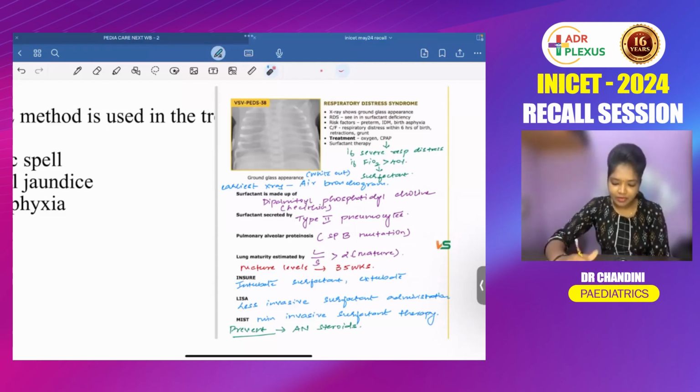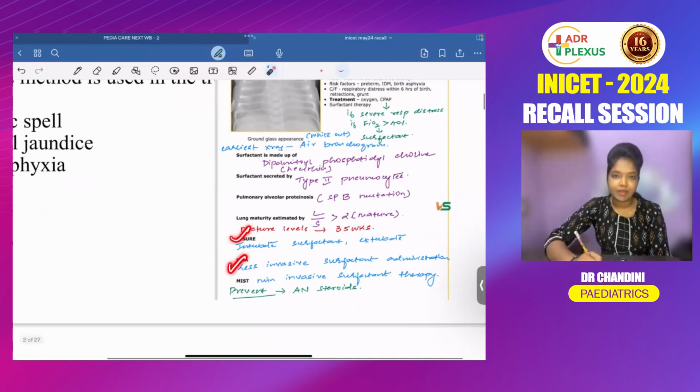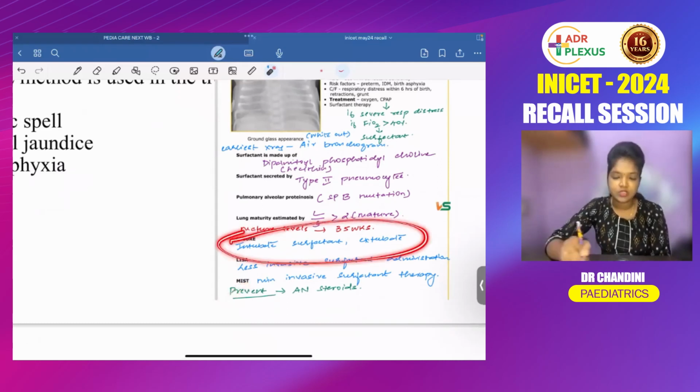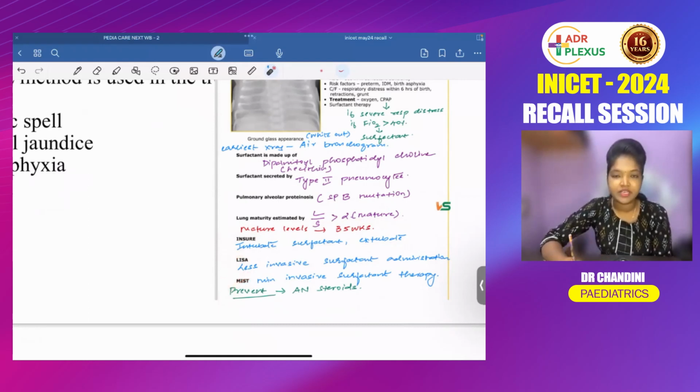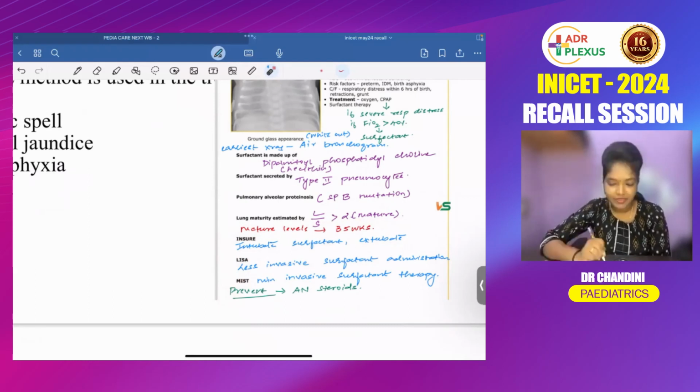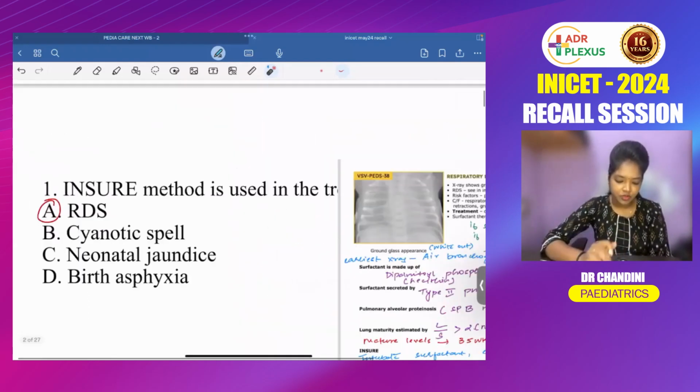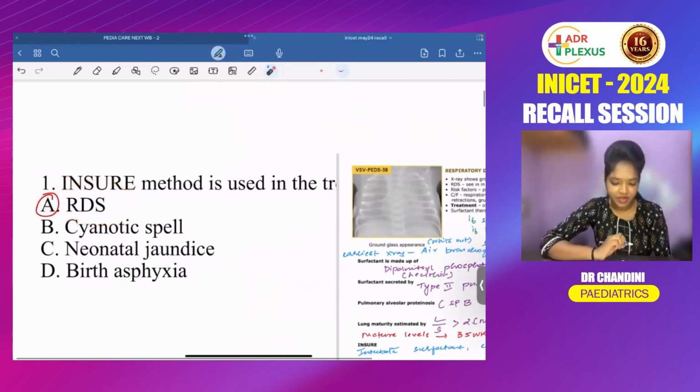Surfactant administration is given by these three methods. First method is INSURE, that was asked in our question. What is that? Intubate, surfactant administration, and extubate. The next two methods are called LISA and MIST. What is LISA? Less invasive surfactant administration is LISA. Minimally invasive surfactant therapy is MIST, where instead of direct intubation, less invasive methods are used for surfactant administration. So the answer for the first question is RDS, respiratory distress syndrome.